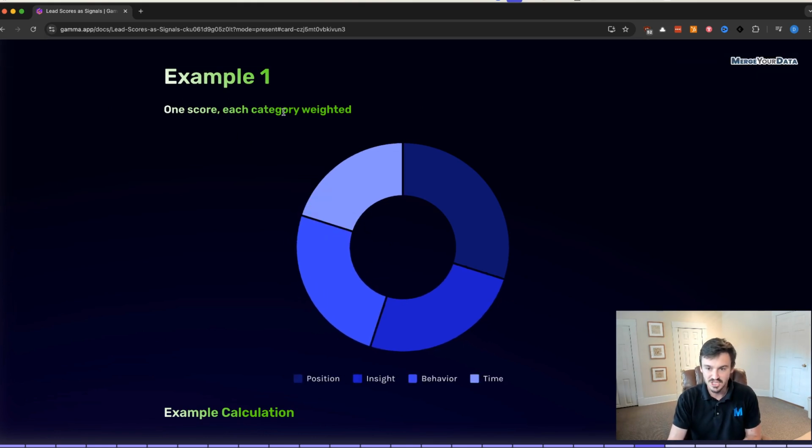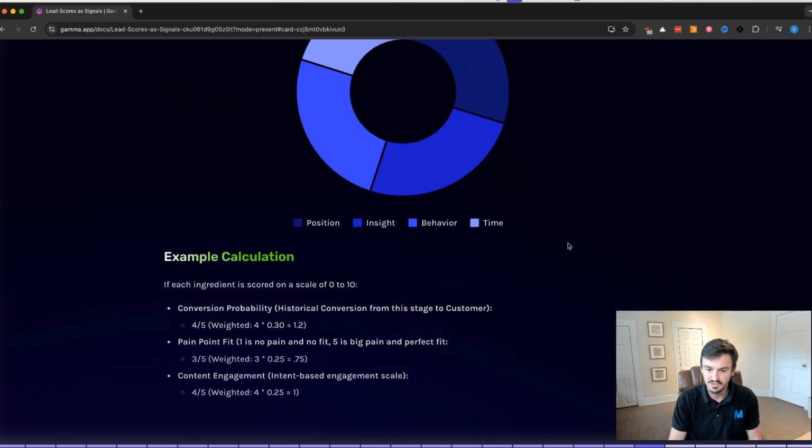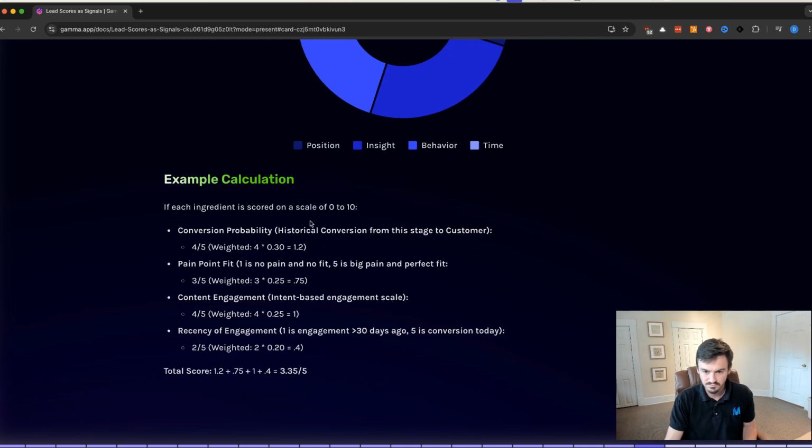1 score, each category weighted. So we have the pie chart that we used before. If you hover over it, it's a percentage of the total. And so if we get into the actual calculation, we have it split into 4 different categories here. We have the conversion probability, the pain point fit, the content engagement, and then the recency of engagement.